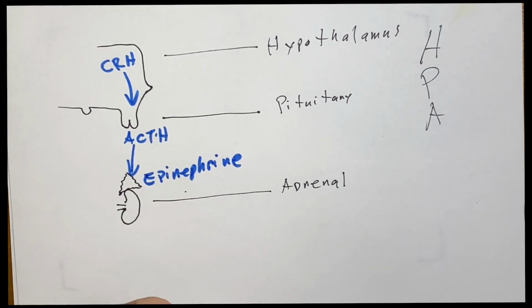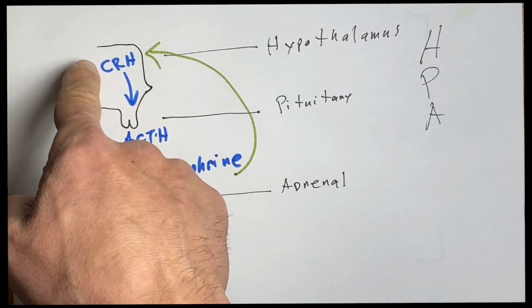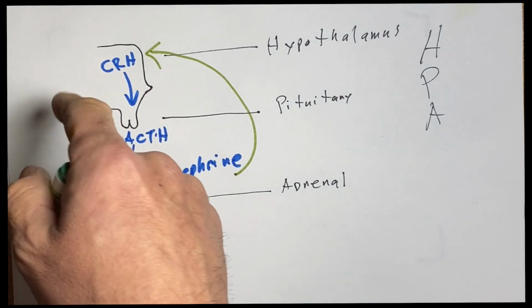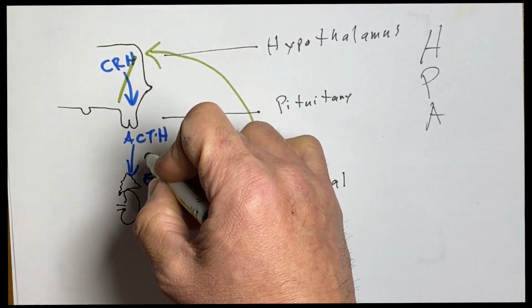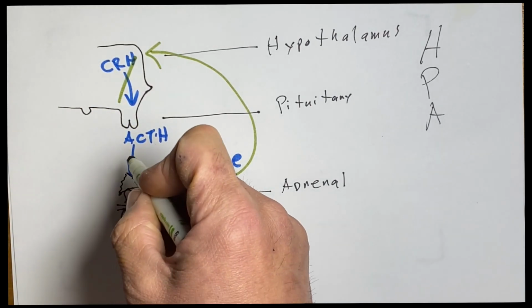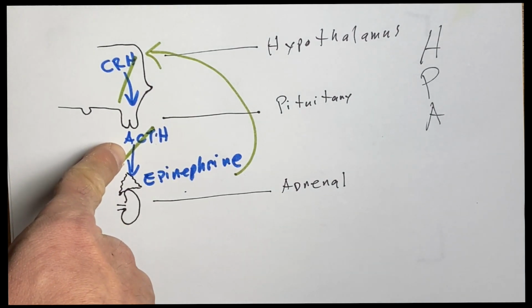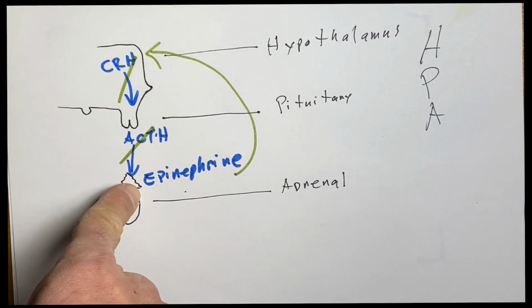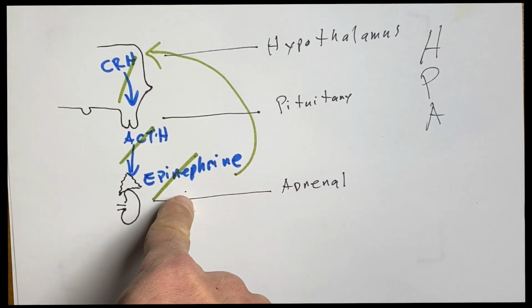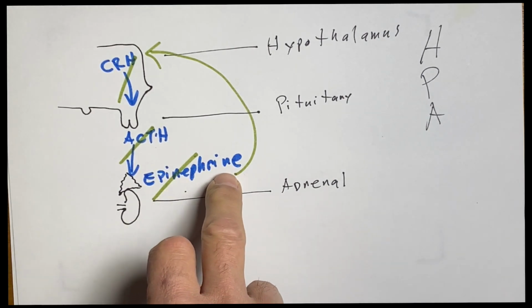When epinephrine is manufactured in significant enough or adequate amounts, that level will be detected by the hypothalamus, which then shuts off the production of corticotropin releasing hormone, and in response, the pituitary shuts off the manufacture of adrenocorticotropic hormone, and in the absence of ACTH, the adrenals then stop the production of epinephrine. This is called negative feedback, an example of negative feedback where the presence of a hormone becomes adequate and stops the process.